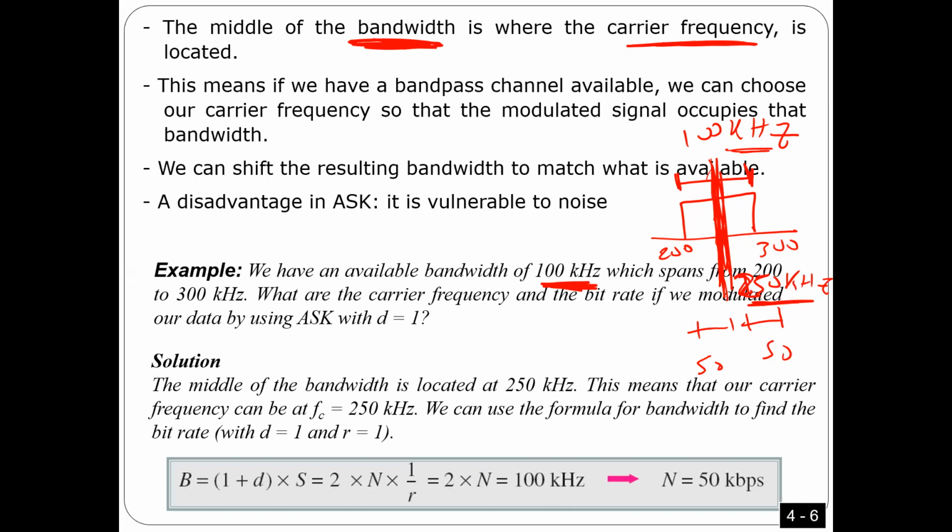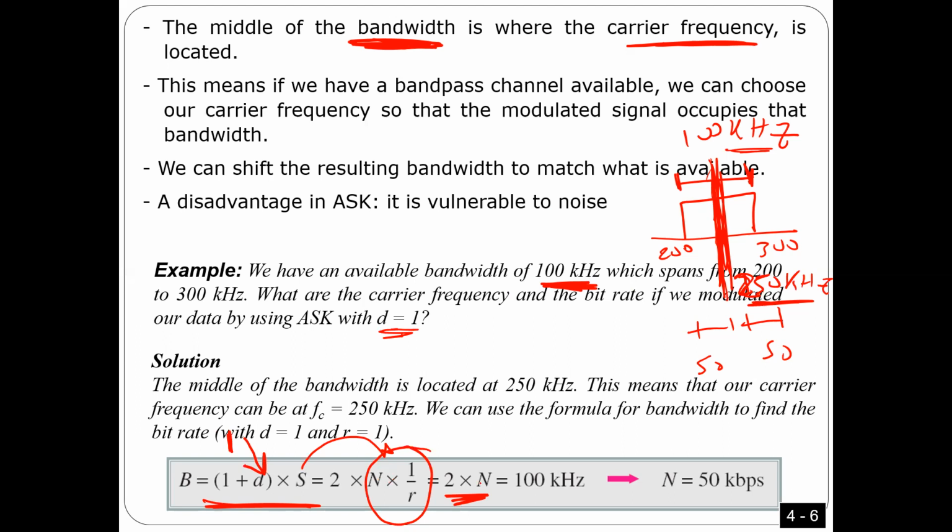The second question here, I'm asking about what is the bit rate given D. I give you D, and I ask you what is the bit rate, what is N. As I told you, the bit rate is 1 plus D times S, and S is N. Here I give you D is 1, so it's going to be 2 times S. S is actually N times 1 over R, and R is 1, as I told you. So it's actually 2 times N.